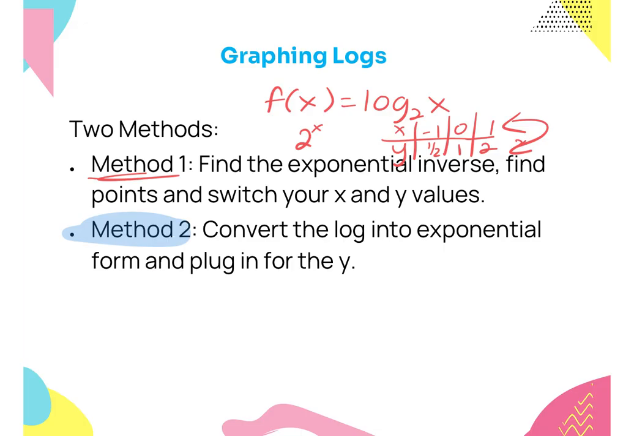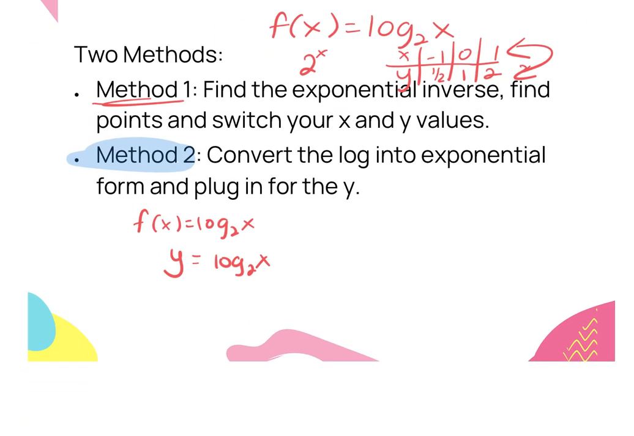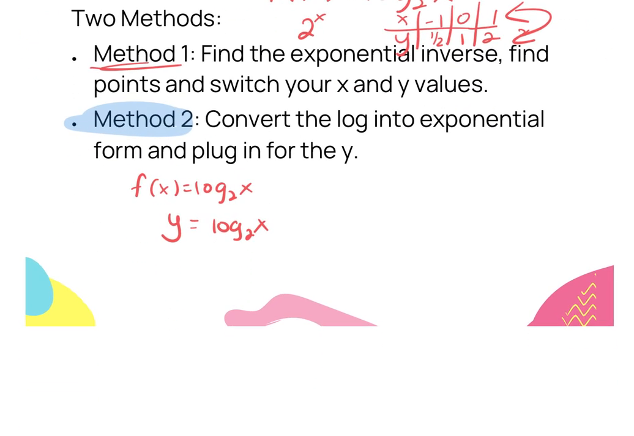Method 2 is take my log, replace the f of x with a y, and convert this. So I'm not making it its inverse. I'm converting it into exponential form. So the 2 picks up the y. And then instead of plugging in for the x, we plug in for the y.